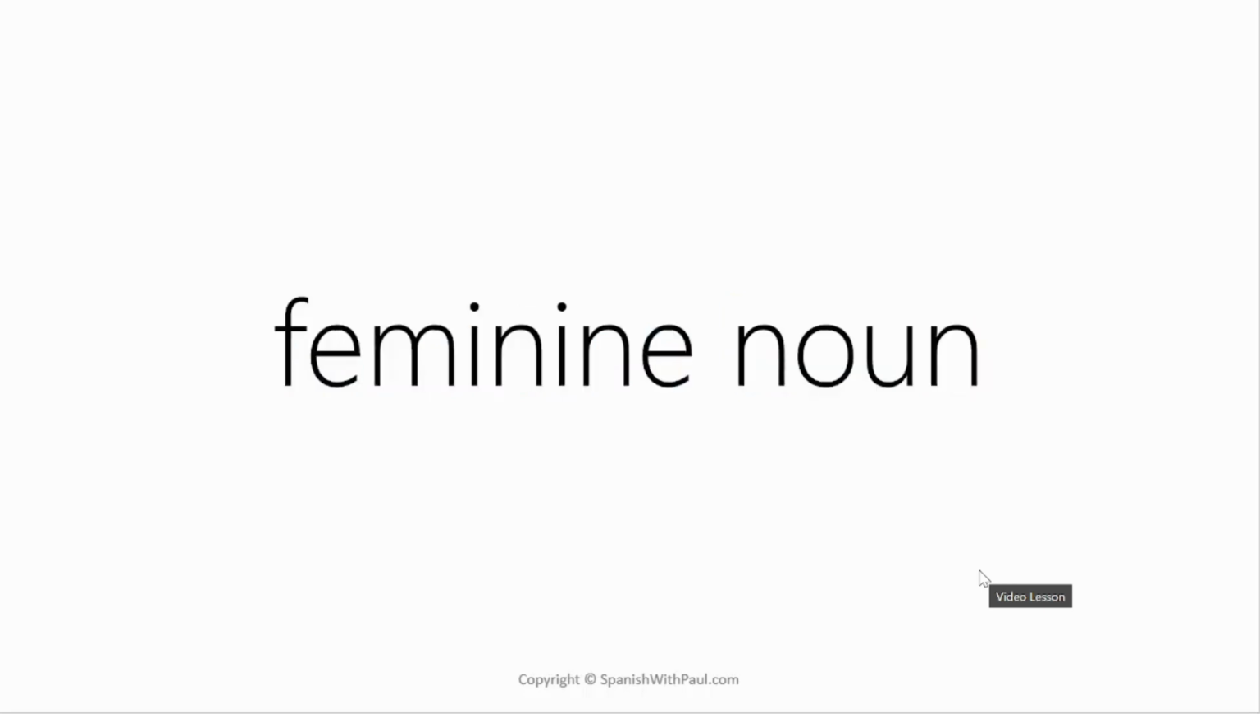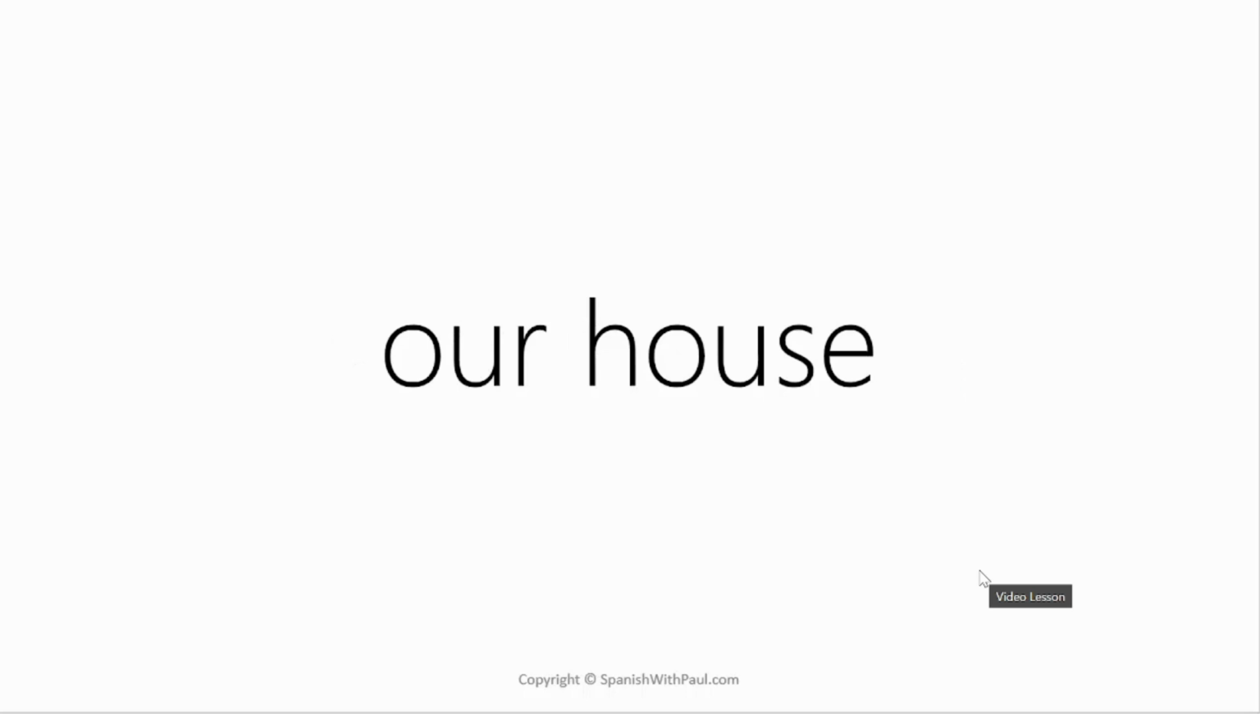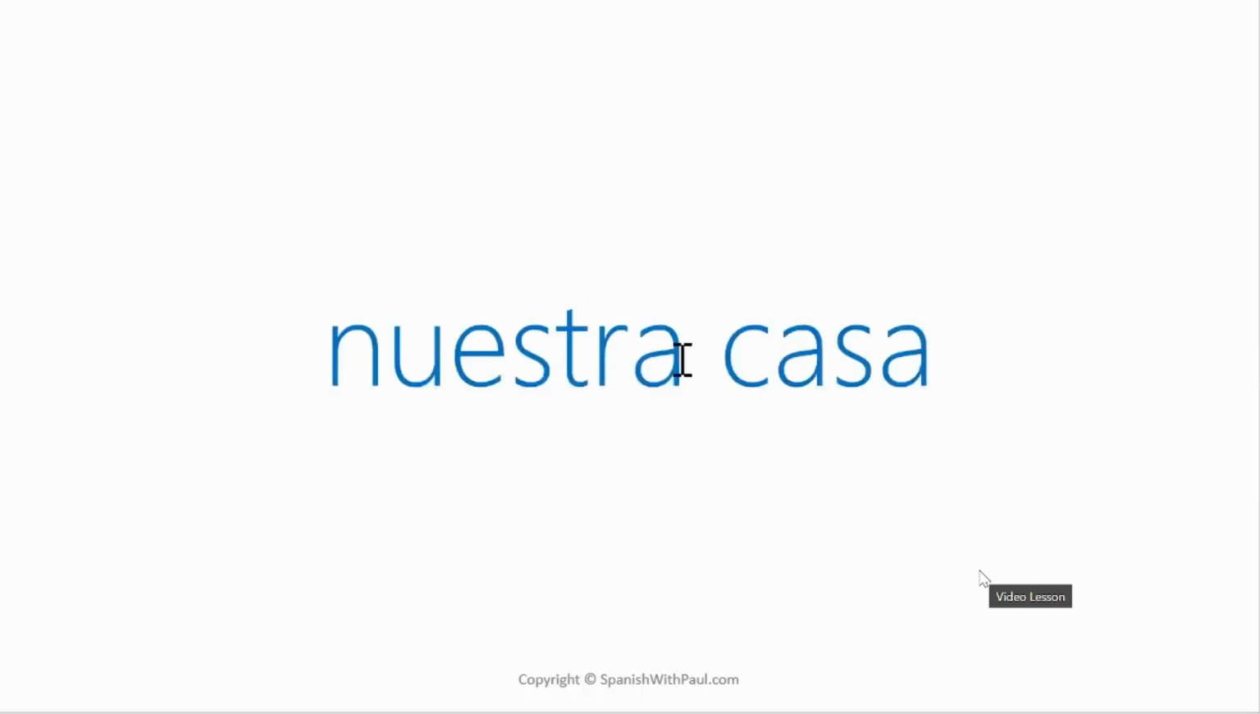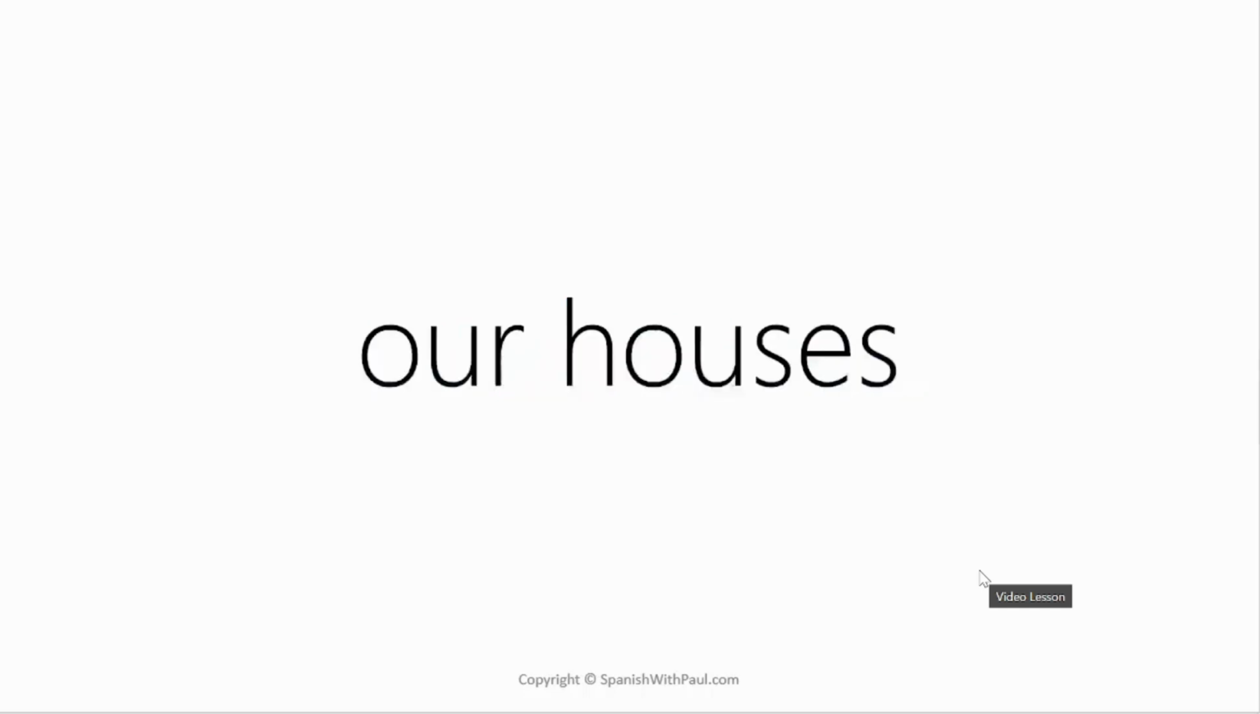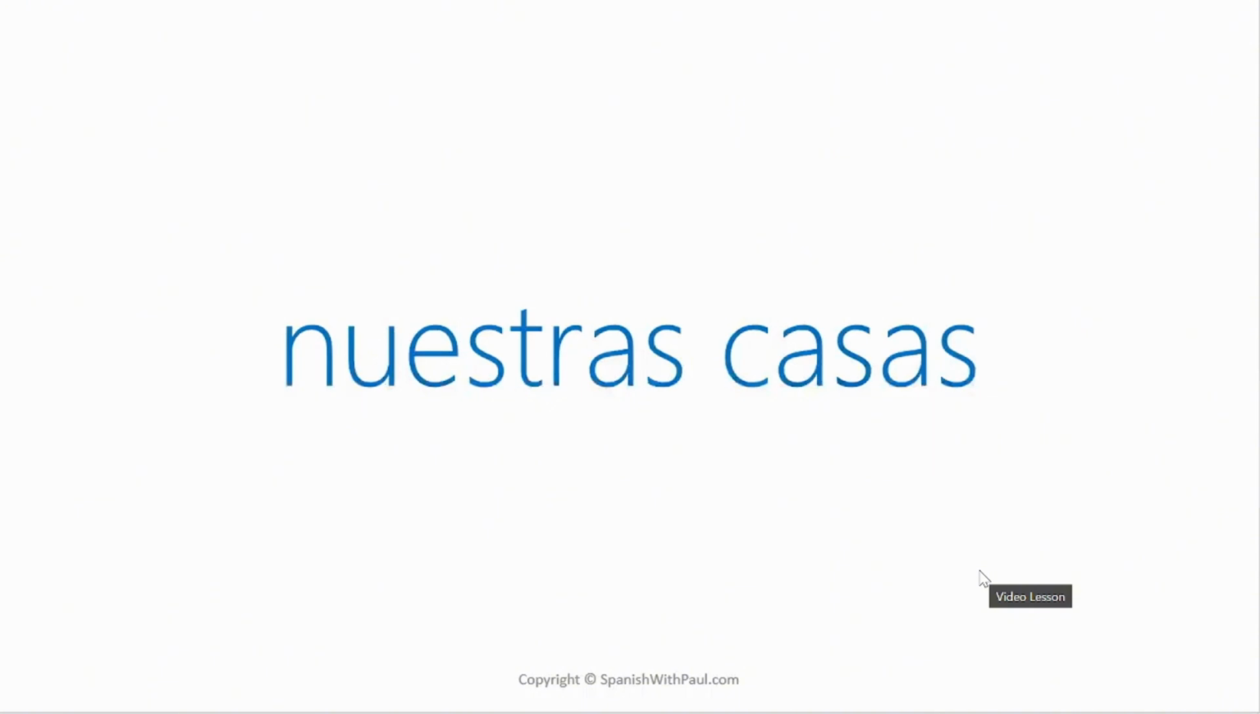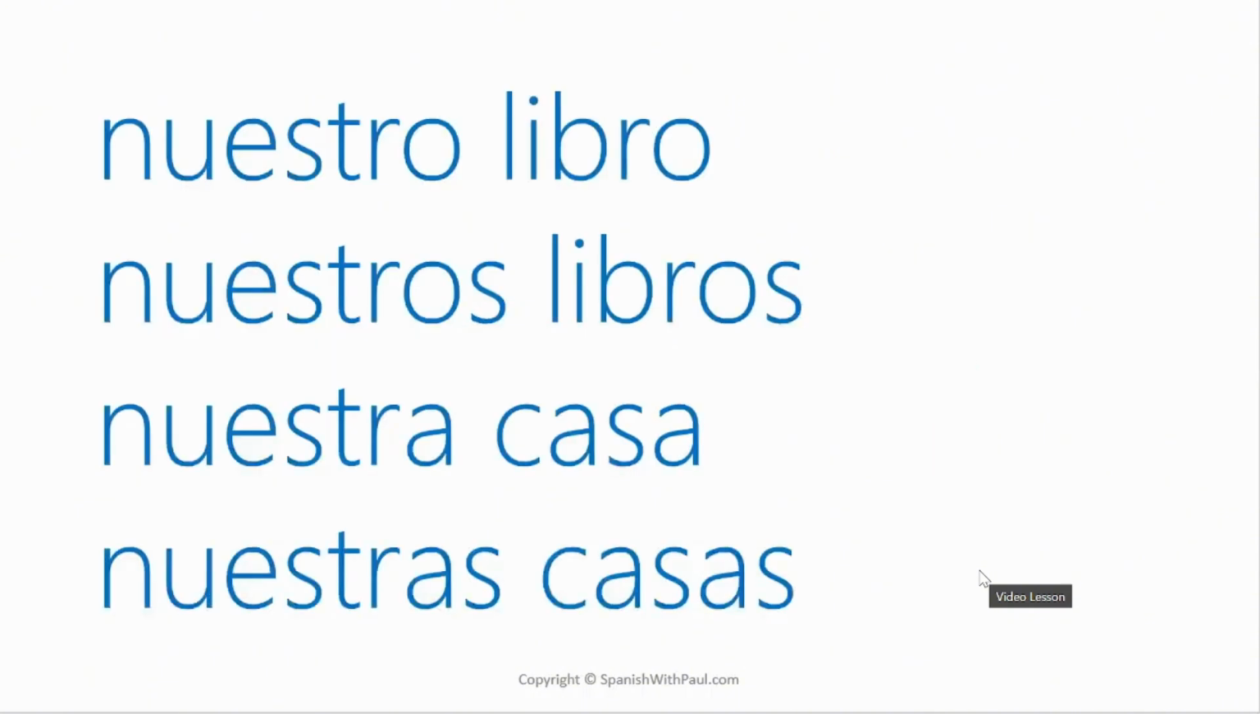If we take, say, a feminine noun like our house, this would be nuestra casa. You can see it matching. And of course, our houses, again, you just add an S. It becomes nuestras casas. All on one slide, then you can see that we have it matching: nuestro libro, nuestros libros, nuestra casa, nuestras casas.